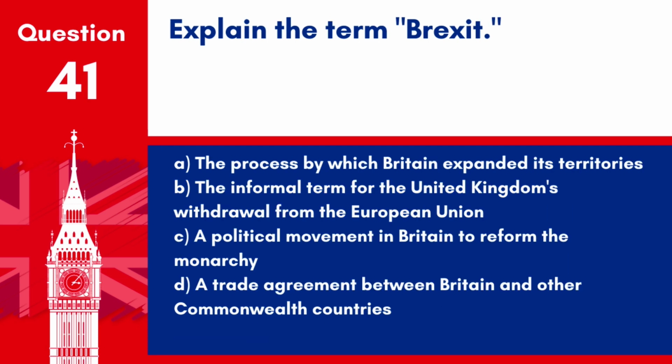Question 41. Explain the term Brexit. A. The process by which Britain expanded its territories. B. The informal term for the United Kingdom's withdrawal from the European Union. C. A political movement in Britain to reform the monarchy. D. A trade agreement between Britain and other Commonwealth countries.